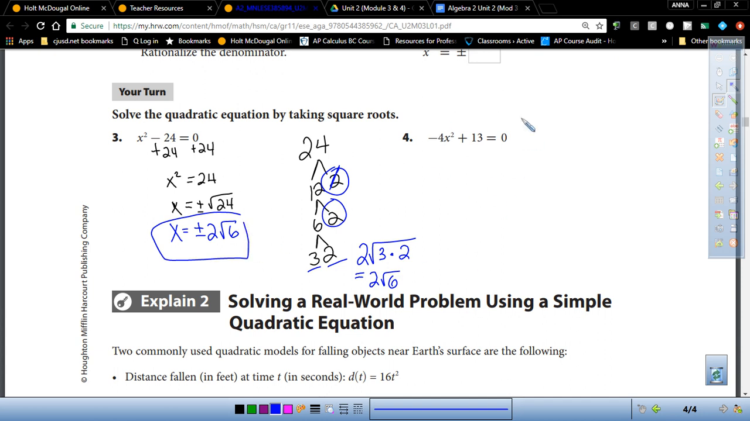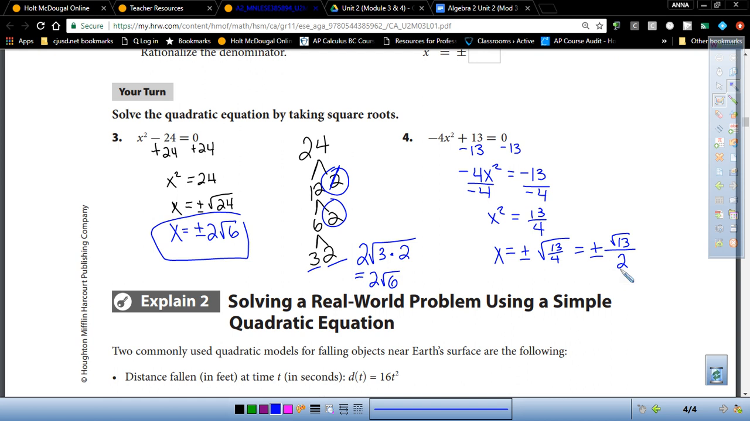As you check your answers on number 4, subtract 13. Divide by negative 4. Two negatives make a positive. I go and take my square root. And so now the square root of 13 is just the square root of 13. The square root of 4, though, is 2. Notice that is a whole number in my denominator, so this is already rationalized, so that is my answer.